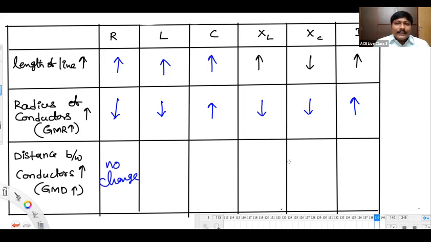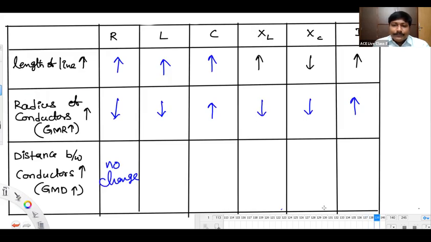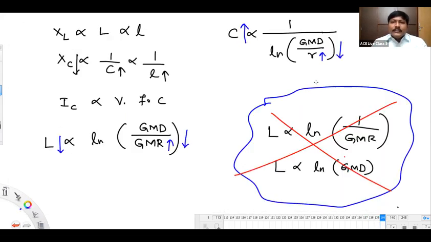Next thing. What will happen to L? Inductance. You observe. GMD increasing means L will be increasing. Inductance increases. Capacitance. GMD increasing, na? Denominator will increase. Capacitance will decrease.